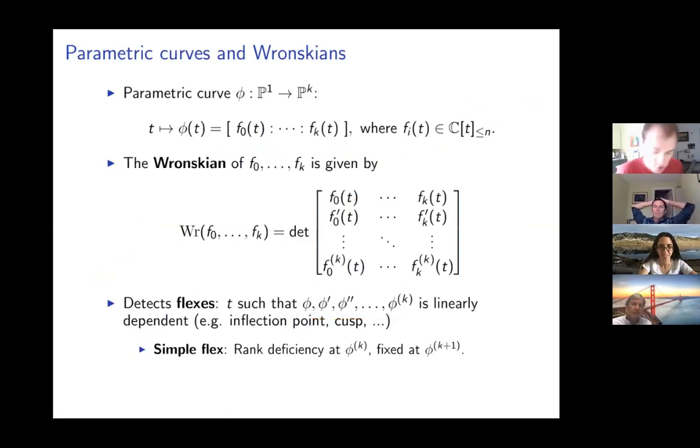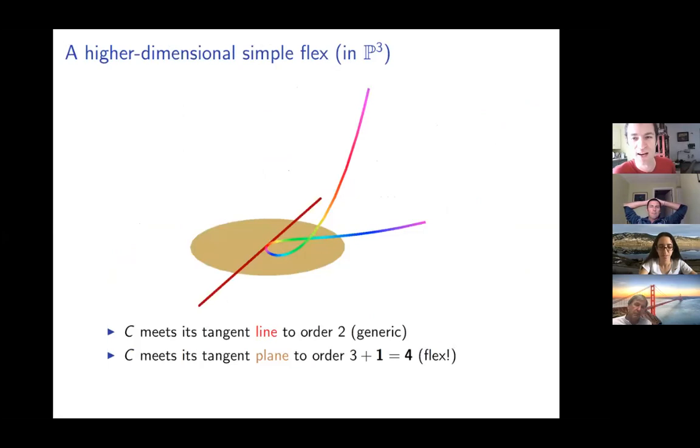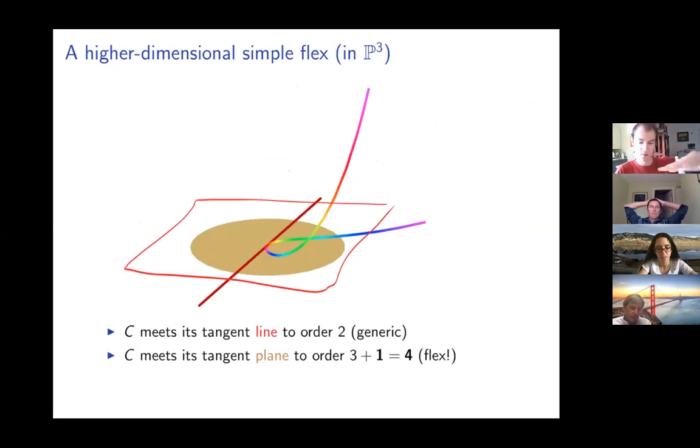Okay, so Wronskians. I want to show you a couple of examples, starting with a picture of what a higher order flex looks like. So this is in P3. And so I've drawn this space curve, and I've tried to make it look like it's really kind of flattening out into a plane at that point. So what's going on in this picture is that the tangent line is actually kind of perfectly normal. The curve is meeting its tangent line to order 2, which is actually just the standard amount to meet a tangent line. So there's nothing special there. But it's meeting the tangent plane to order 4, which is 1 higher than normal. And so somehow it fits with the fact that this looks planar at that point. The space curve looks like it's in a plane.